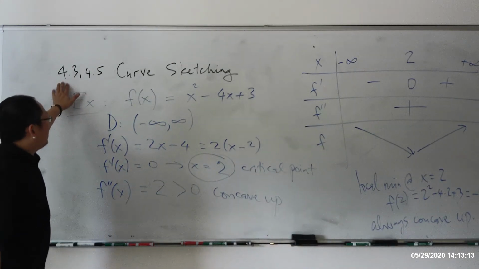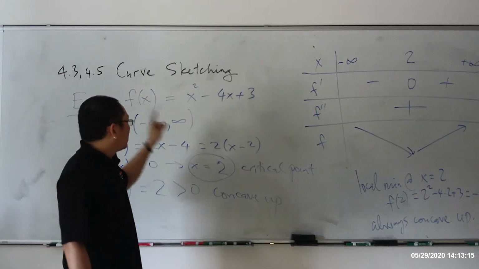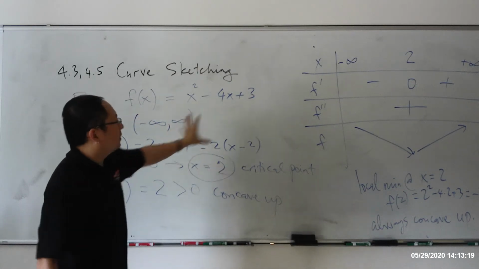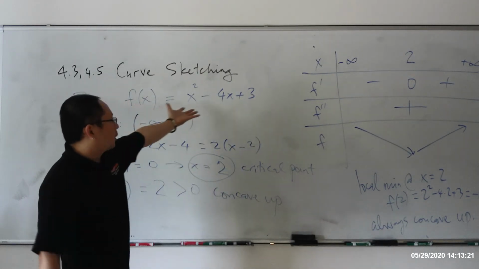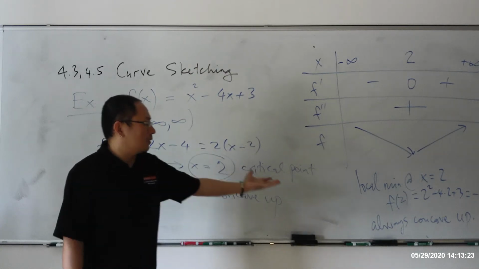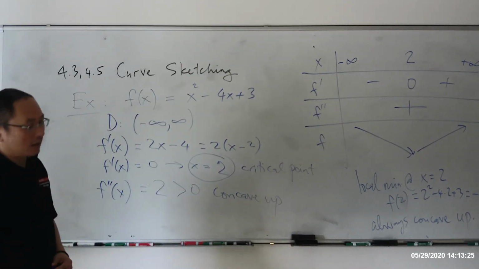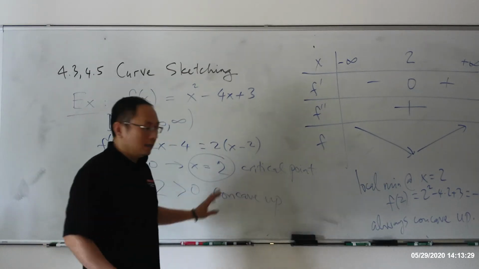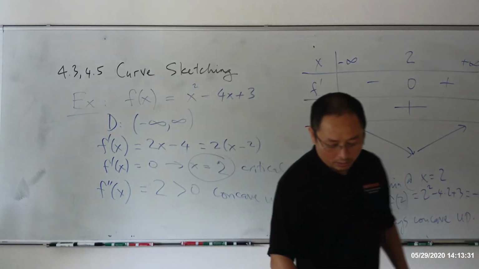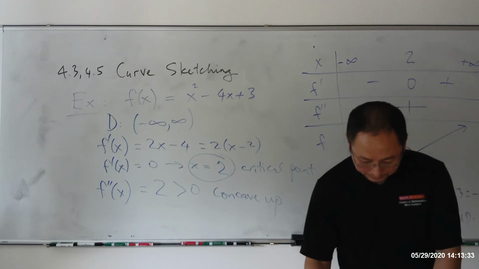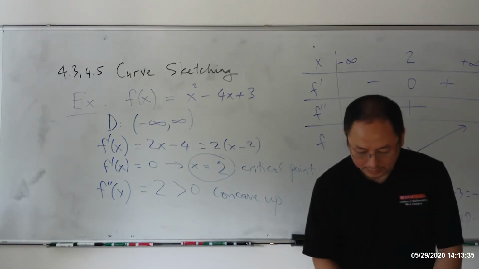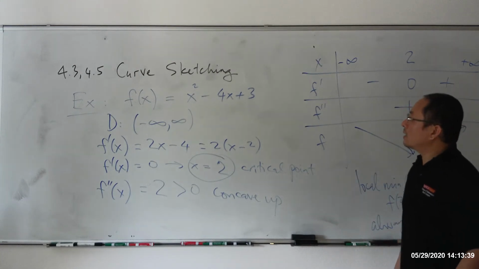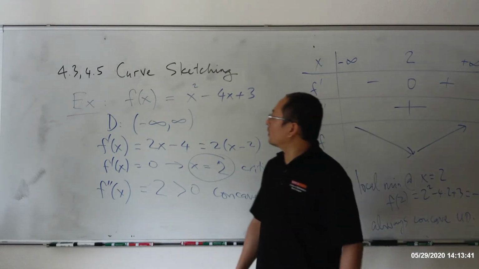In 4.3, it showed you two tests, the first derivative test and the second derivative test. And then in 4.5, they put the two tests into a particular problem. The problem shows you how to use the two tests to figure out the local max or local min, and talks about critical values and points of inflection. Okay, and then you can roughly sketch a curve. And that's pretty much it for the video clip today.